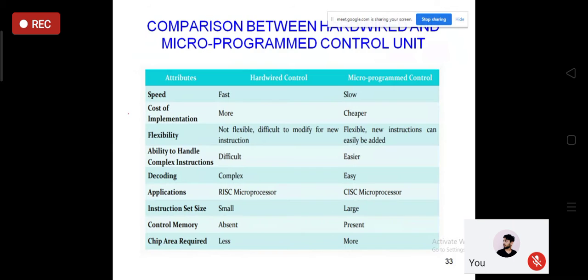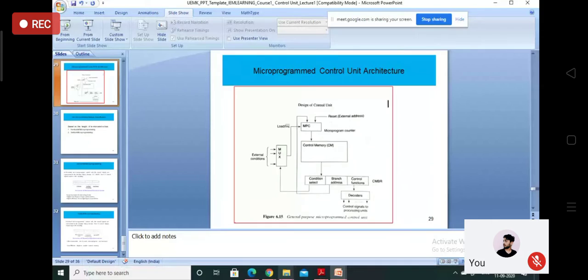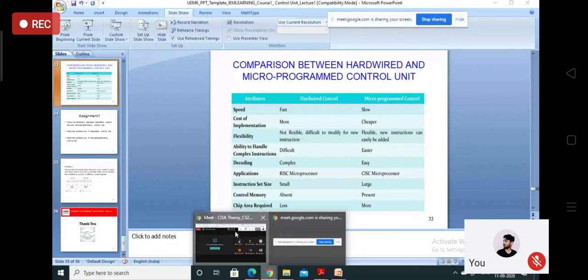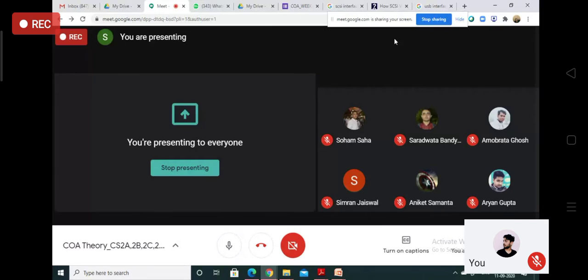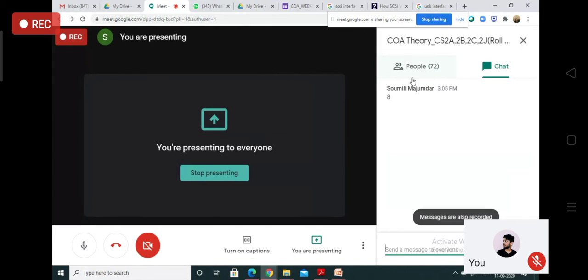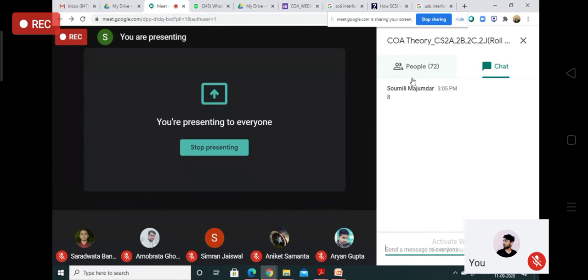And please note this question also: the difference between the hardware control and the software control. What is going to be the difference between these two? Any doubt? Actually, I am not observing the chat box. Do you have any query related to this?